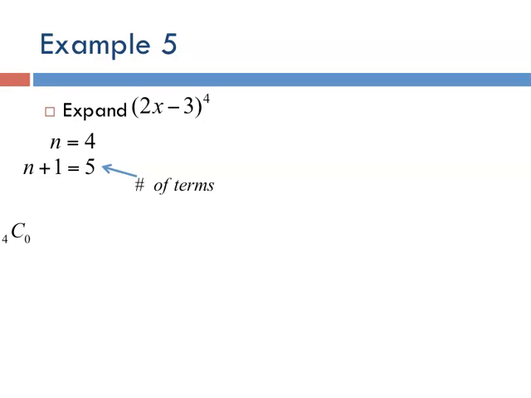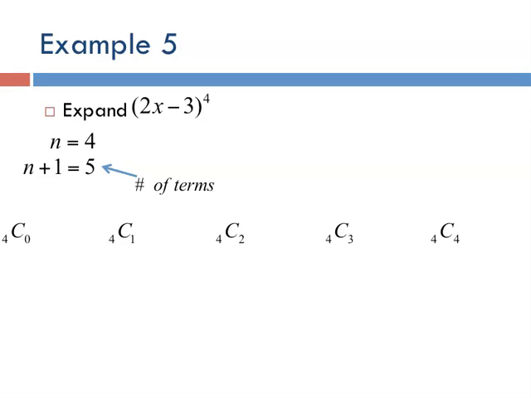Now let's write out our 5 terms. The first term is going to be 4 choose 0 as the coefficient. Second term 4 choose 1, 4 choose 2, 4 choose 3, all the way till you get to 4 choose 4. Okay, that's the first part. Remember, we have 3 parts. So the coefficient we took care of.